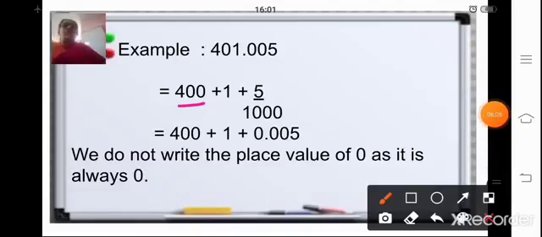So the place value of 1 is 1. Now here in the 10th place and 100th place it is 0, so we need not write. We can directly write 5 upon 1000, the 1000th place. So 5 upon 1000 is the place value of 5. So 400 plus 1. When you write it using a decimal point, that is 0.005. So we do not write the place value of 0 as it is always 0.